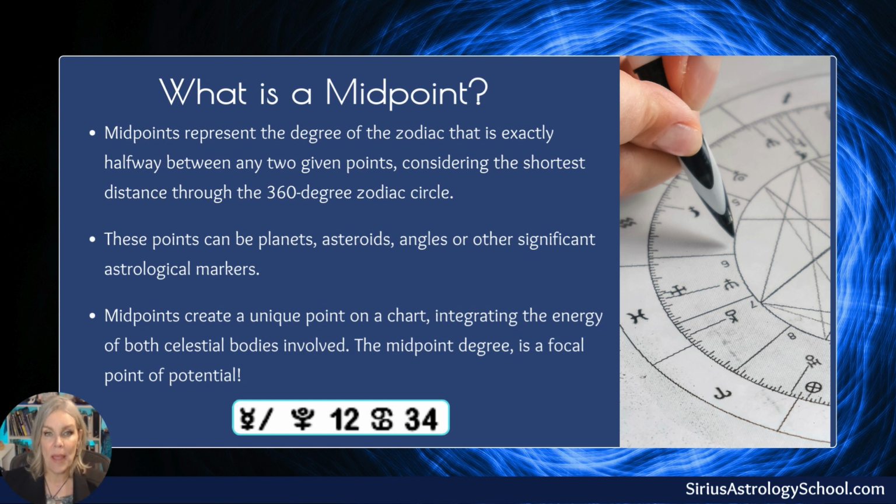Midpoints are very powerful, and they create an interesting and unique point in the chart, integrating the energies of both of those planets involved. And that midpoint degree in the center of the midpoint is a focal point of potential. If you look at the diagram down below, you can see the midpoint of Mercury and Pluto, that's how it's written, is 12 degrees Cancer, 34 minutes. So you can see how we would write a midpoint.